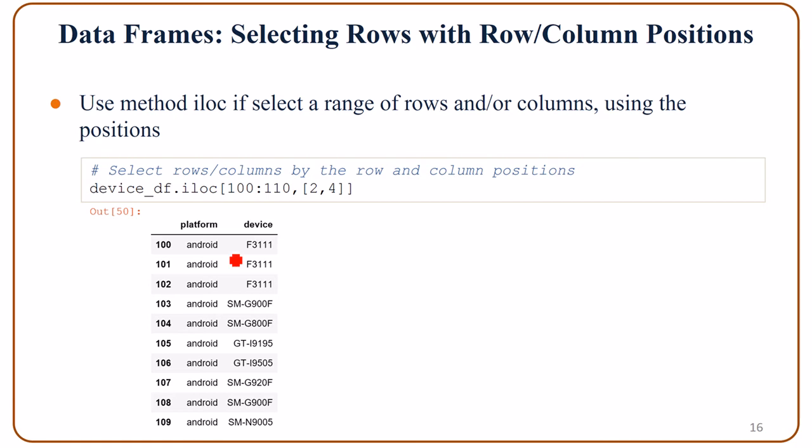And if you want to select rows with both row positions and column positions, use the iloc method. In this example, the iloc method selects rows from 100 to 110 and the second and the fourth columns, which actually gives you the same thing as we saw in the previous slide.